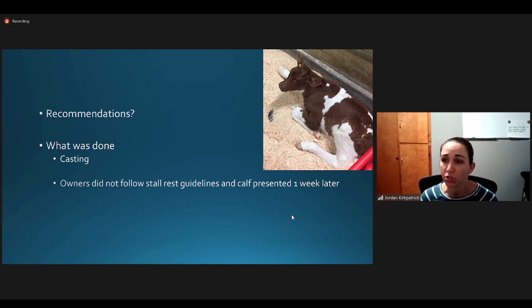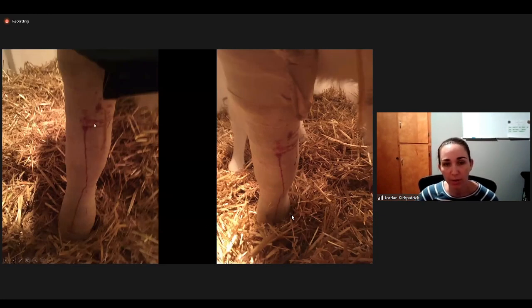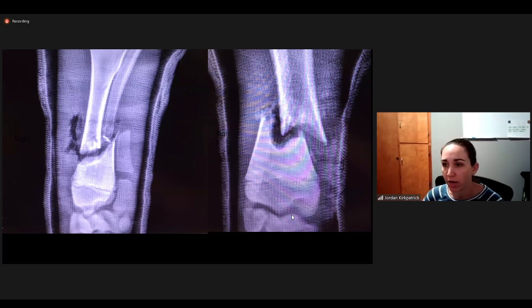We told them just to stall rest her, and they didn't follow our guidelines as well as they should have. And so she came in a week later and had blood on the inside of her cast. This is a picture I showed you all a little bit earlier. And so this is what her fracture looks like now. And so there's gas opacity on these radiographs, and you can see where the bone is overriding.